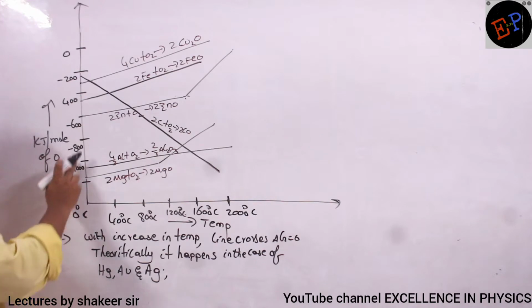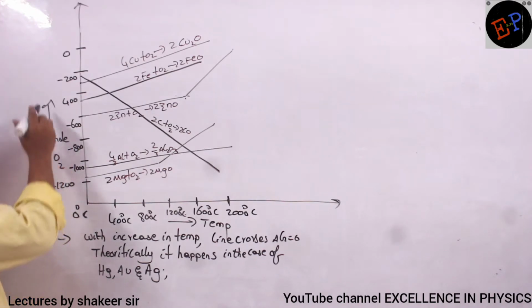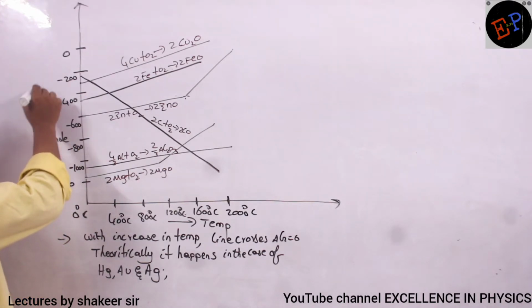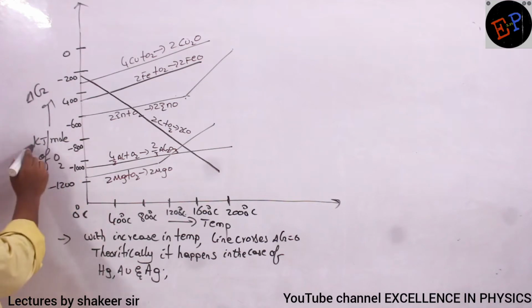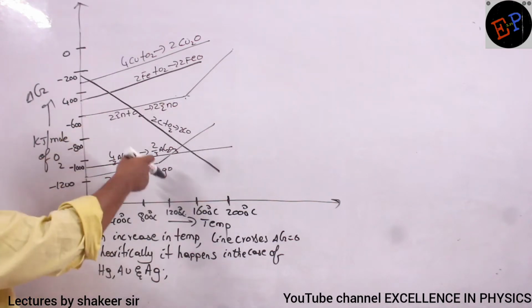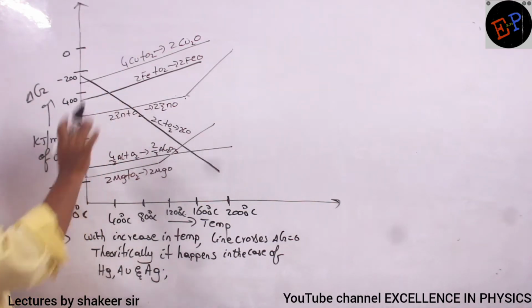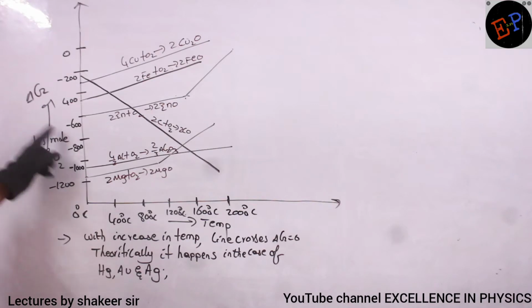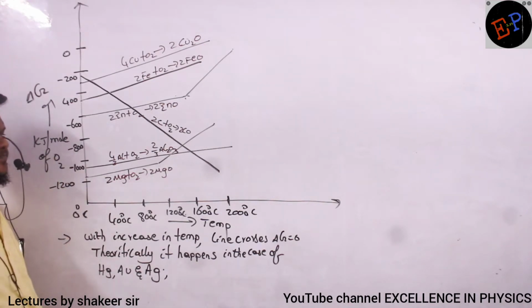What is this y-axis value? This is delta G. In terms of what? In terms of kilojoules per mole of oxygen. Are you able to understand? So for every reaction, for these many reactions, we have drawn the graphs here. Graphs of delta G versus temperature. So when you look at the graph, what do you understand?